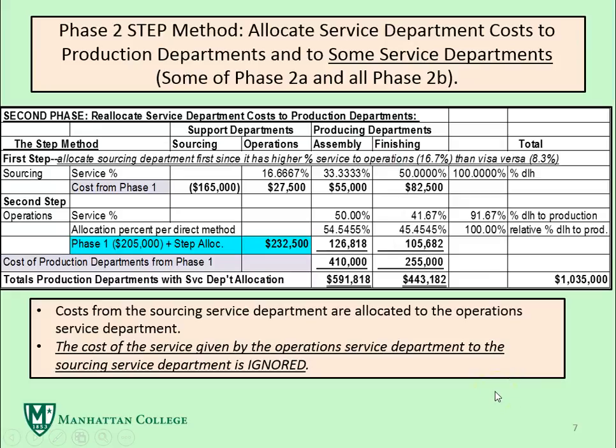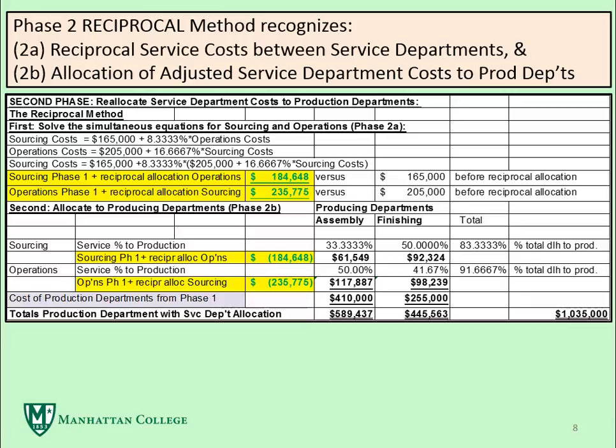This is better, but still the cost of the service given by the operations department to the sourcing department is ignored. The best way to recognize the service given between support departments is using the reciprocal method, which involves either doing a bit of algebra or using the solver function in Excel.